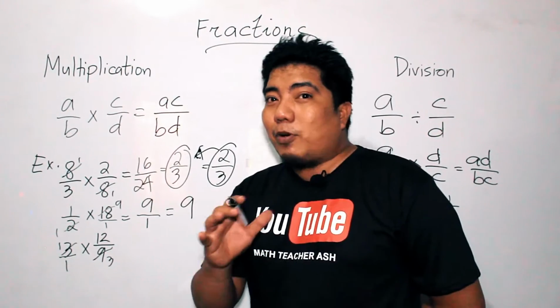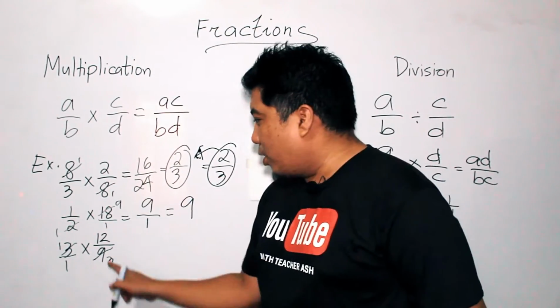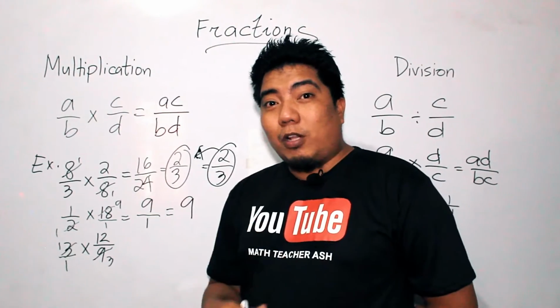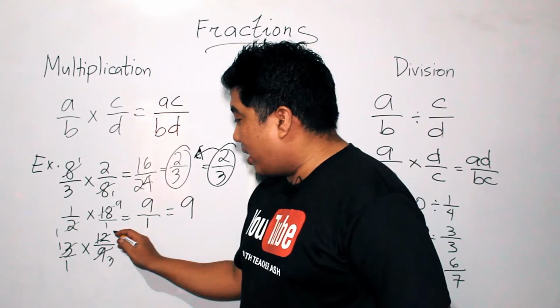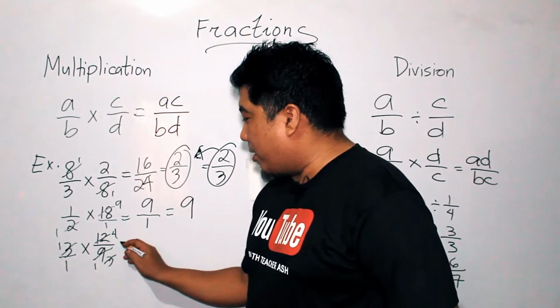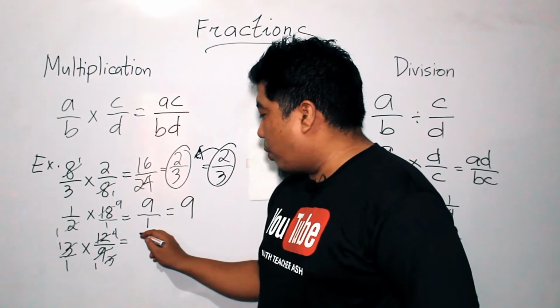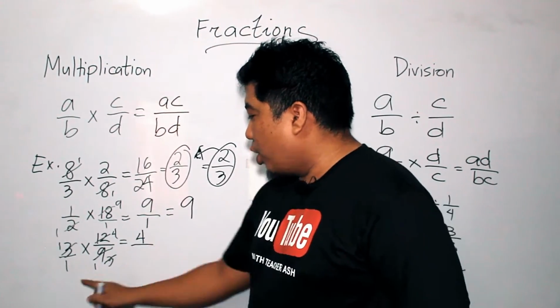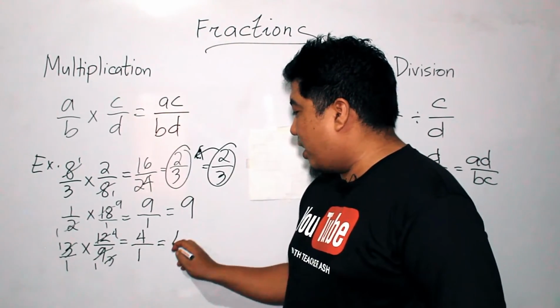Now, there are some more factors here. 12 and 3 can still be simplified. 12 and 3 are both multiples of 3. So, you can divide this by 3 and the answer is 4. You can divide this by 3 and the final answer is 1. So, what you have in the numerator are 1 and 4. So, 1 times 4, that is 4. You have 1 times 1, that is 1. And the final answer is 4.